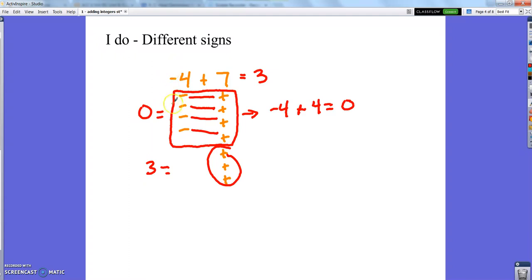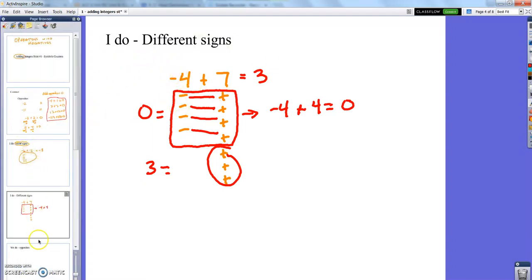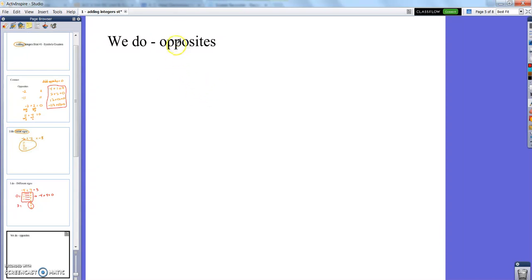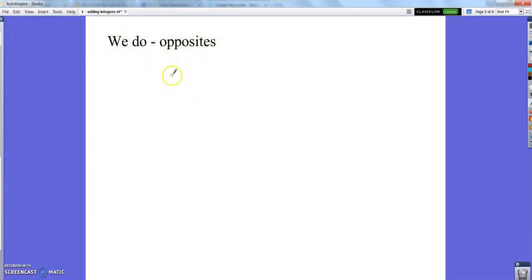Let's do some together. And hopefully by the time we do a few together, you'll be a little more used to it. Let's start with opposites. I just want you to start in your notebook by reminding yourself when you add opposites, you get 0. It's like negative 1 plus 1 is 0.